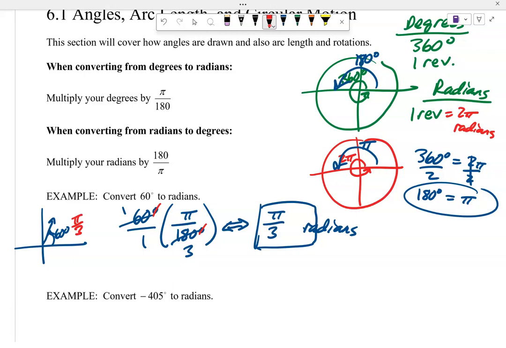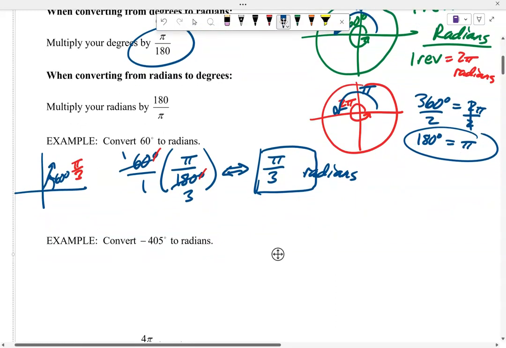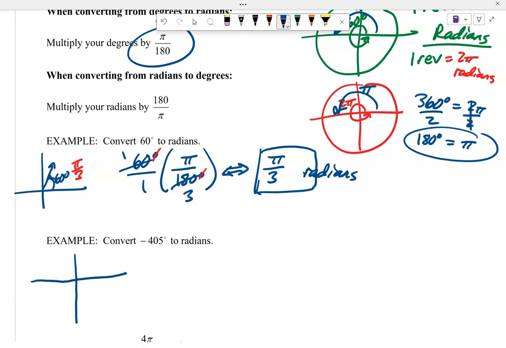So negative 405. Again, if you're going from degrees to radians, we're just multiplying by pi over 180 degrees. Let me draw negative 405. Now I'm going to go in the negative direction. There's negative 360 plus 45 more. That's negative 405 degrees, going in the negative direction.